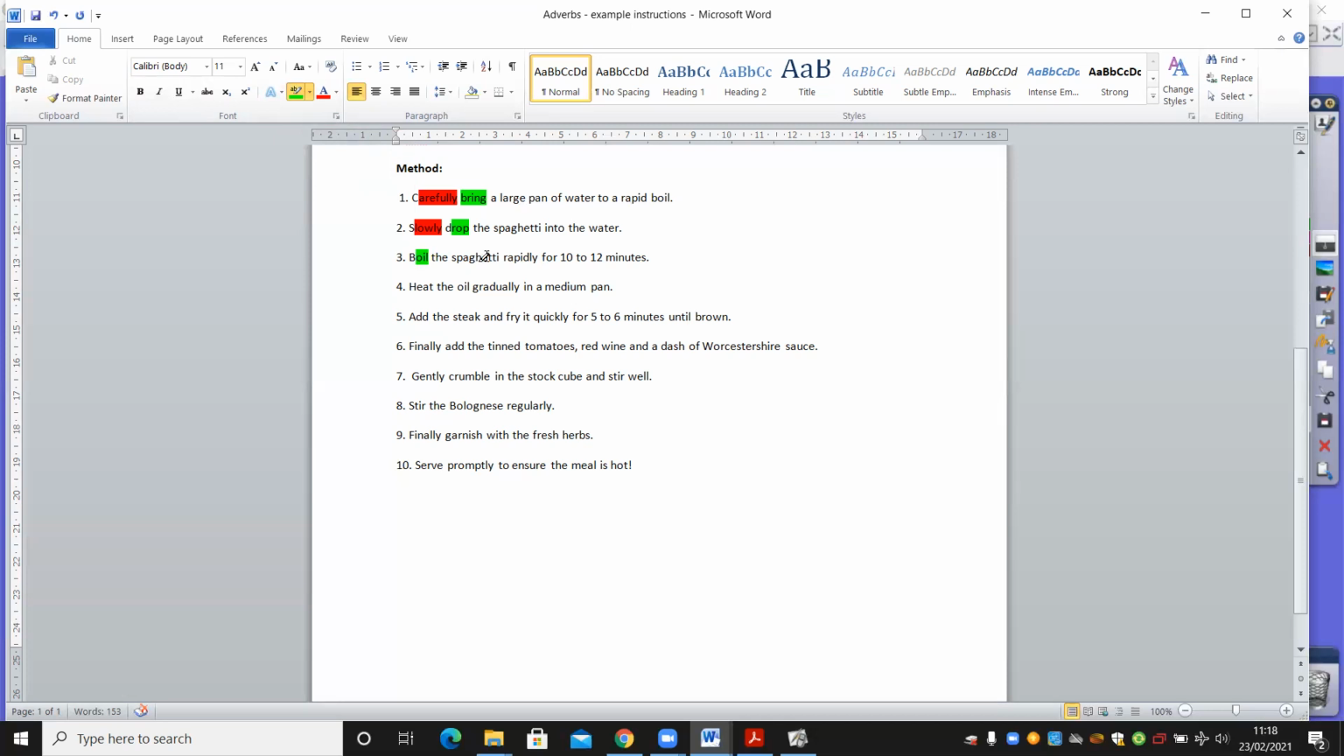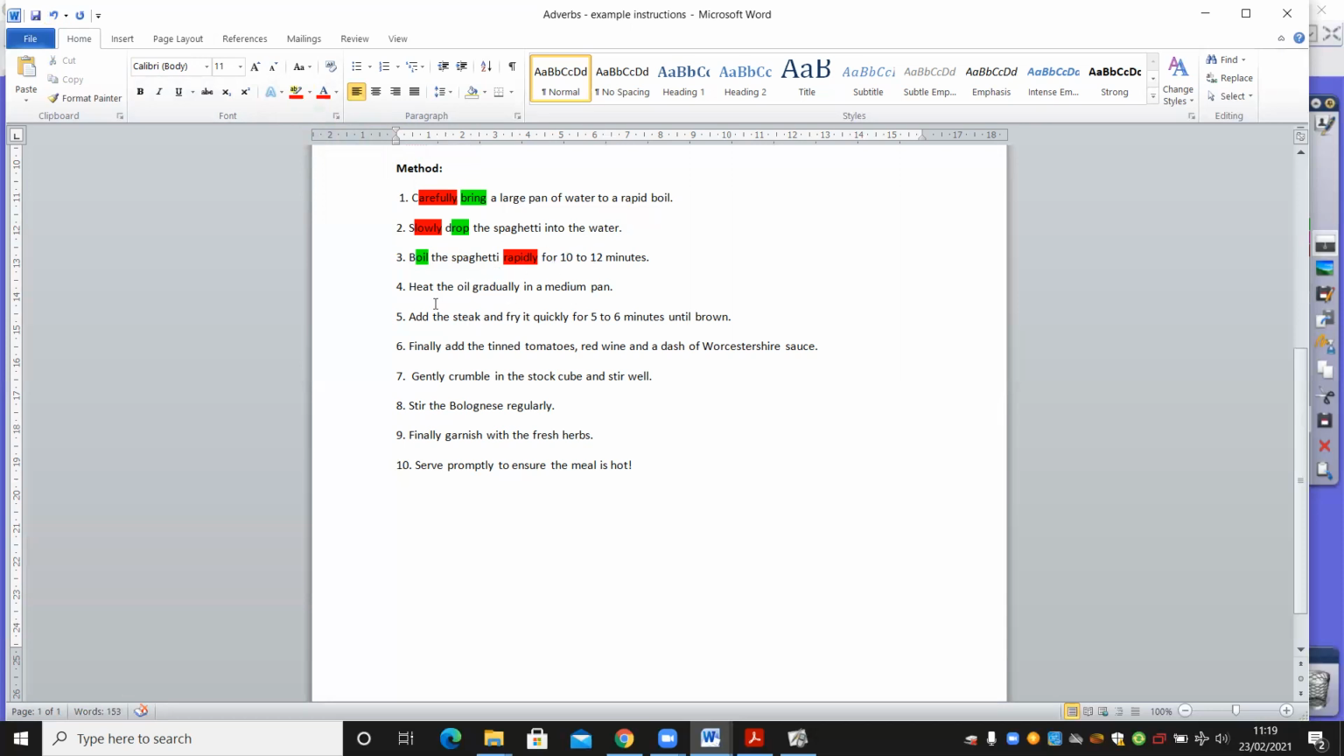But where could we find the adverb in this sentence? Certainly isn't one in front of the verb. So do we have an adverb that describes the verb boil? Yes, we do. Well spotted, children. We have the adverb rapidly. So sometimes we can find the adverb right in front of the verb, and sometimes we can find it after the verb, such as in this instance.